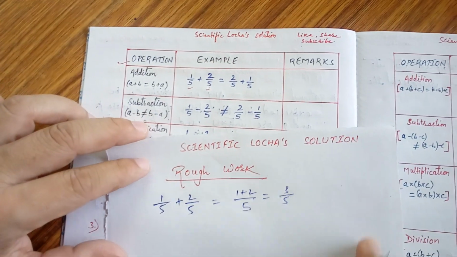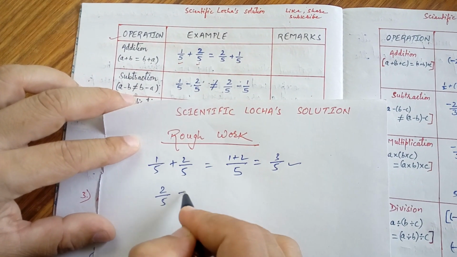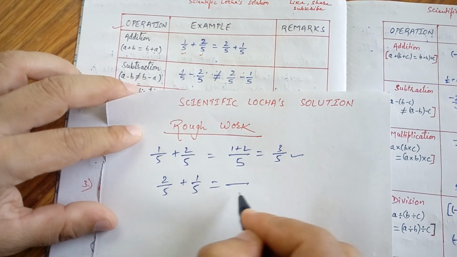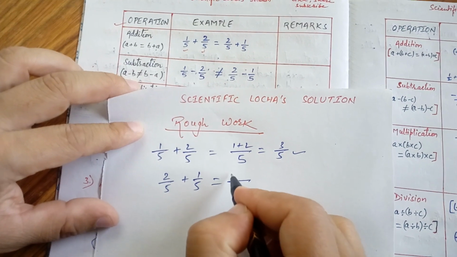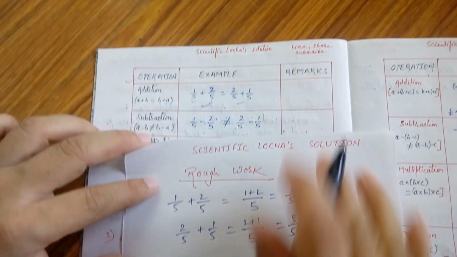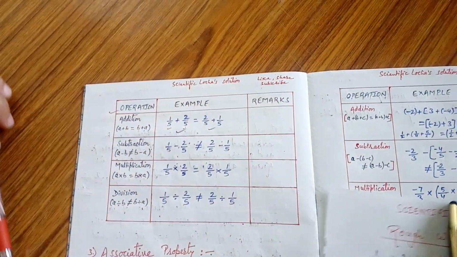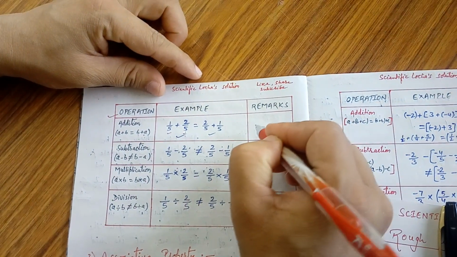3 upon 5. So we are getting here 3 by 5, and when we will add 2 by 5 to 1 by 5, we will get the same answer. 5 is the LCM. Here 2 plus 1, 3 by 5. So this and this are equal to each other, hence they follow commutative property.